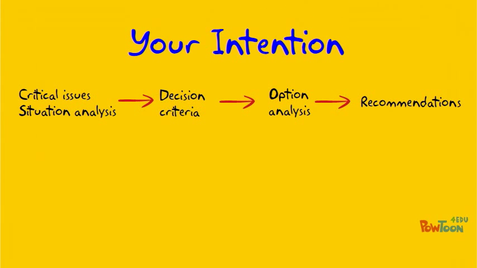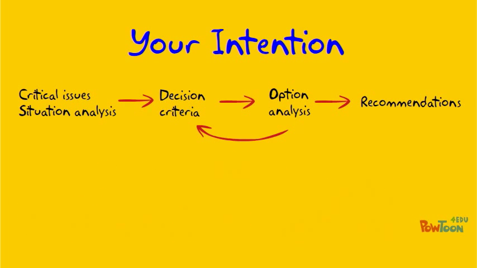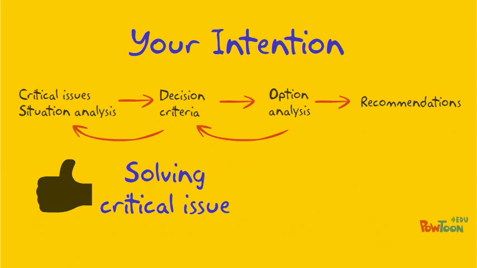You've developed decision criteria, which are SMART performance metrics the company must meet to resolve the critical issues. Now we're going to start looking at options. What your intention is here is to assess whether an option will change the performance of the company such that it meets the decision criteria you've selected, thereby solving the critical issues.